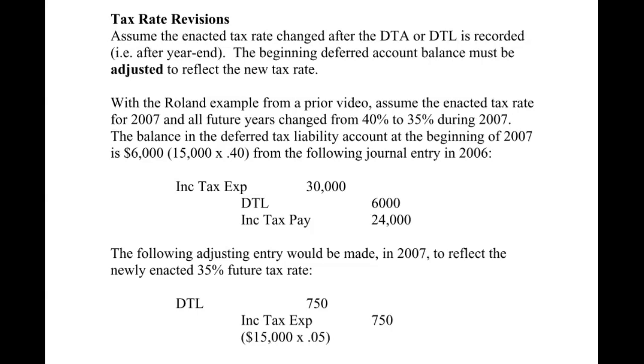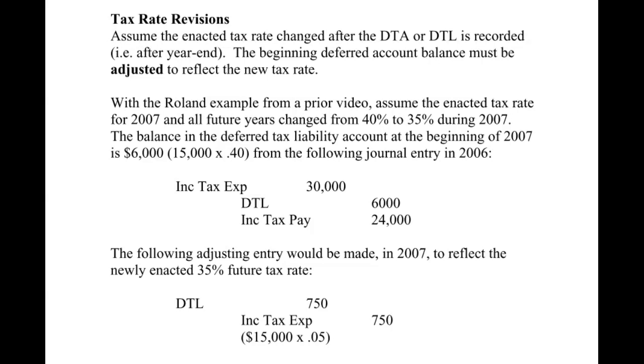Just wanted to get back going here in our tax chapter, accounting for income taxes. What we're going to talk about in this relatively short video is what do we do when the tax rates change? Just recently we saw a big change in the tax code. Corporate tax rates went down, so companies had to deal with this. So assume the enacted tax rate changed after we recorded the deferred amount, either the asset or the liability, or it could be both.